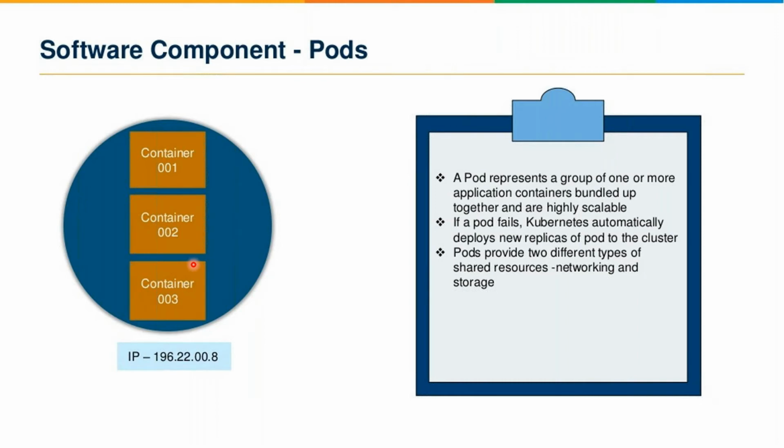Scalability. So why do we require this many containers in the pod? Scalability means when we deploy any application, we don't deploy it on a single container. We deploy on multiple containers, so that if any one container is down, the application will not be down, right? So that is why we deploy multiple containers on a single pod.